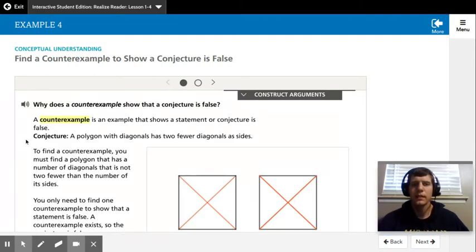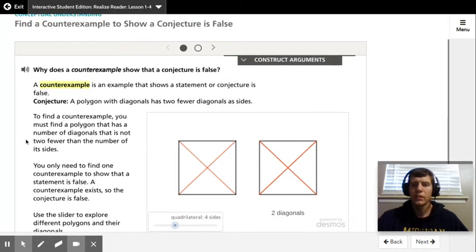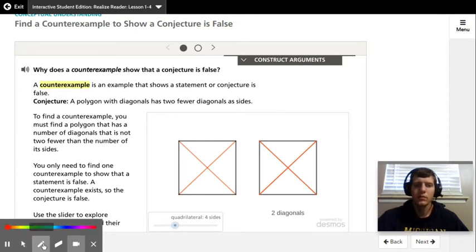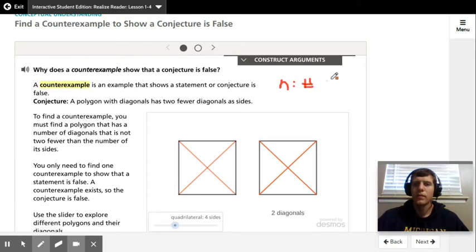They say a polygon with diagonals has two fewer diagonals than sides. They base this off of a quadrilateral, which has 4 sides and 2 diagonals. So if we think about the number of sides, that could be n. So n is your number of sides. And our conjecture says that we're going to have 2 fewer diagonals. So n minus 2 should be our number of diagonals. Right? So this is our conjecture.